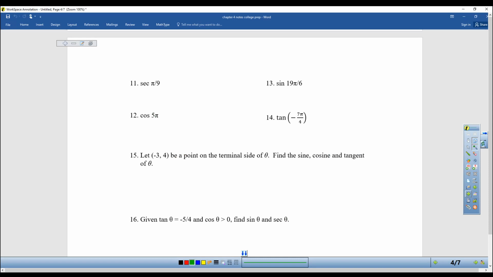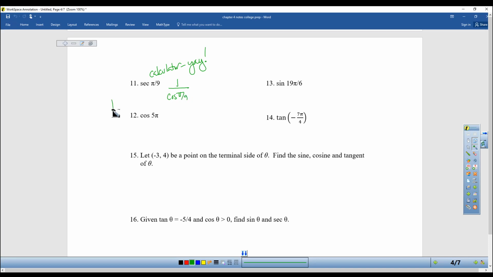Secant of pi/9. Again, I don't know the angle pi/9. It's not one of the ones that I have memorized. So I am allowed to use my calculator, which at first you might be like, yay. Not really. I'd rather just look at the chart. And secant's not on my calculator. Non-yay. So I have to know that secant is the reciprocal of cosine.